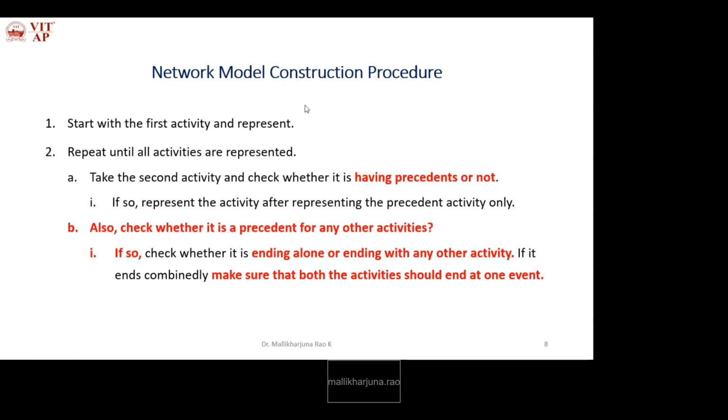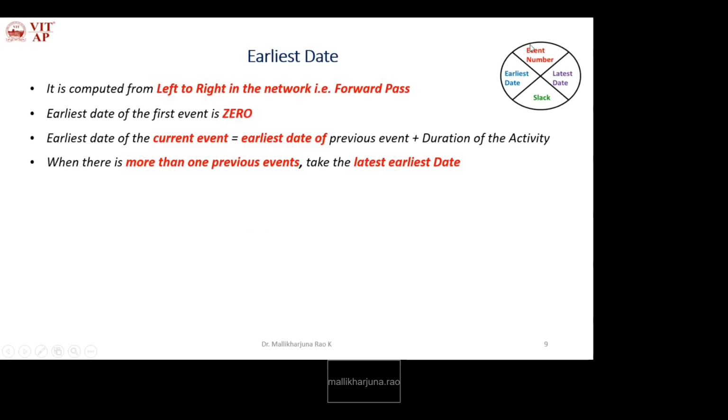critical activities. Now, the node configuration has four parameters: event number, earliest date, and so on. How do we calculate the earliest date of every event? It is computed from left to right in the network. This is what is called a forward pass, or from start to stop. The earliest date of the first event is 0, because it does not have any precedence. That's why for the first event, the earliest date is 0.